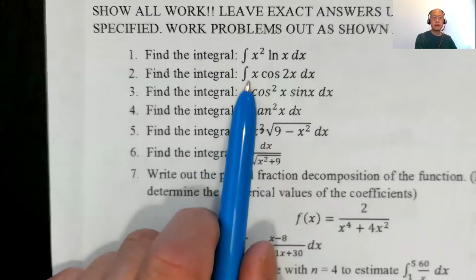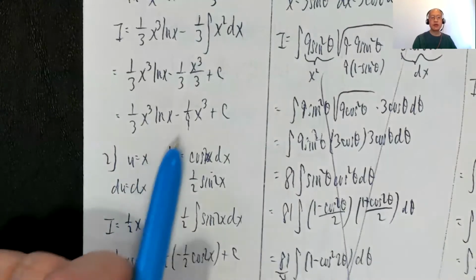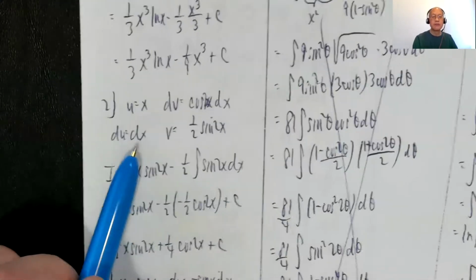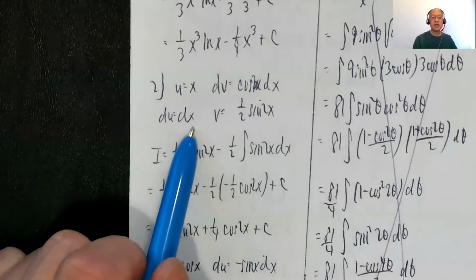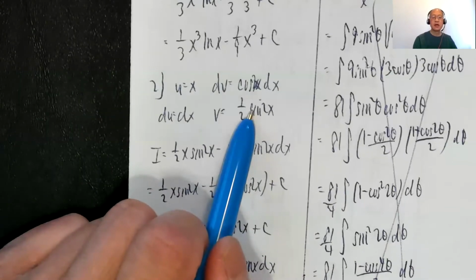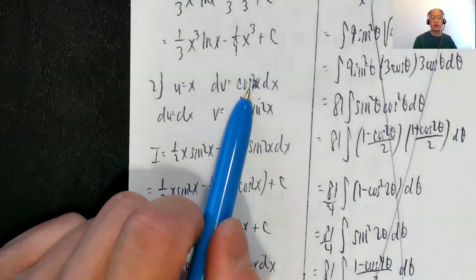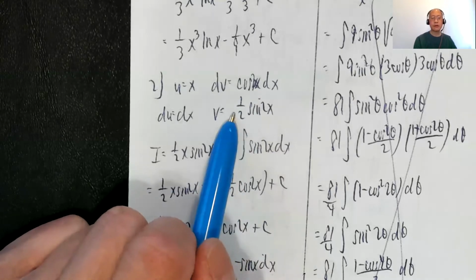Number 2, there's a polynomial and a trig, so let u be the x part. u equals x, dv is cosine 2x dx. du equals dx. v is half sine 2x. Integral of cosine is sine. And then you do the opposite of what you would do if you differentiate, which is multiplied by 2. Therefore, you multiply by half.